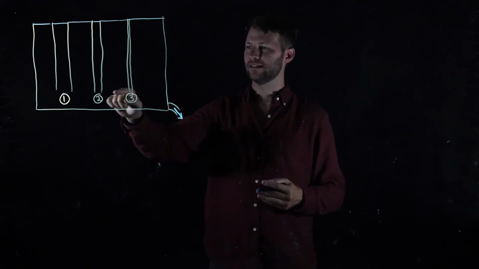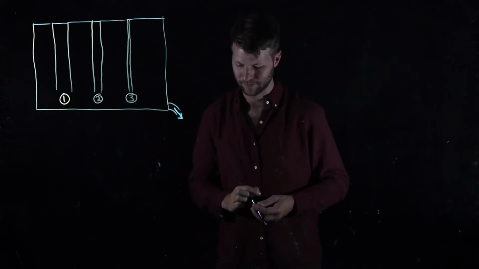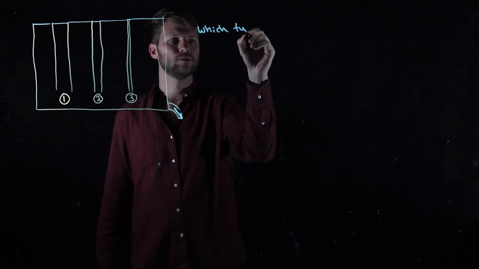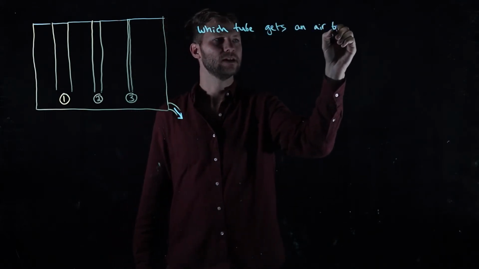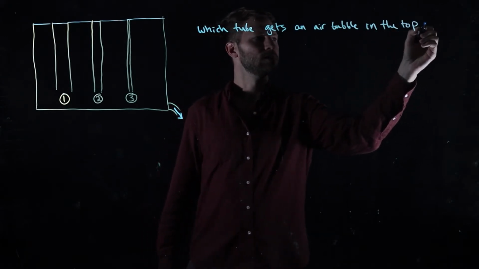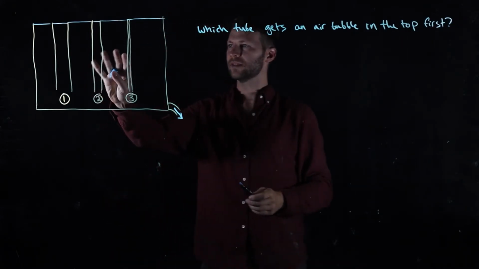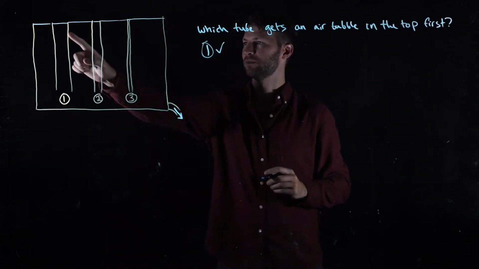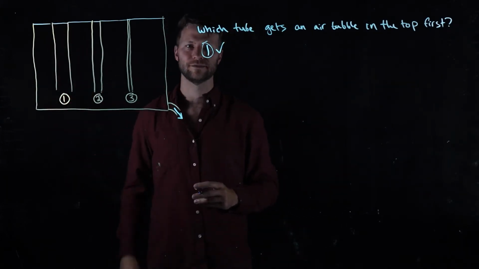The pressure at the bottom of each of the tubes is going to be dropping as the water level is lowering. And the question is, which tube gets an air bubble in the top first as we're lowering the water here? Well, if you guessed number 1, you are correct. It's the biggest tube, and it's the one that the air will enter in first.